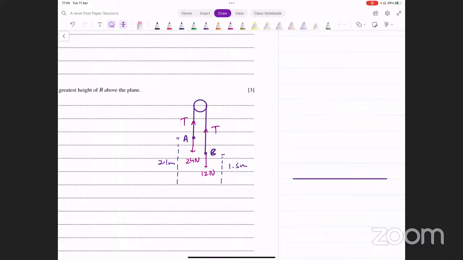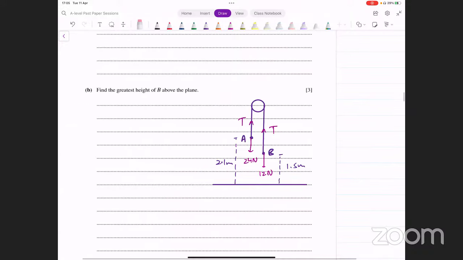Okay, so what we need to do is we need to find the greatest height of B above the plane. Now let's think about this. अब forces हमें नहीं चाहिए क्योंकि हमने उनसे already acceleration figure out कर लिया.